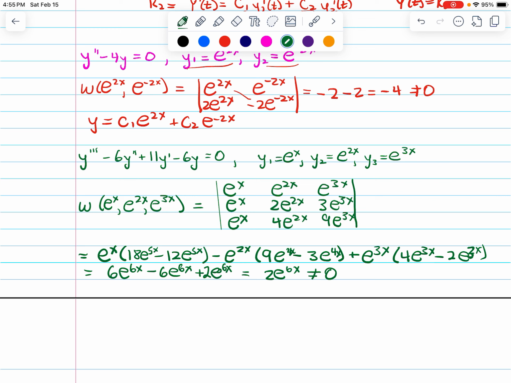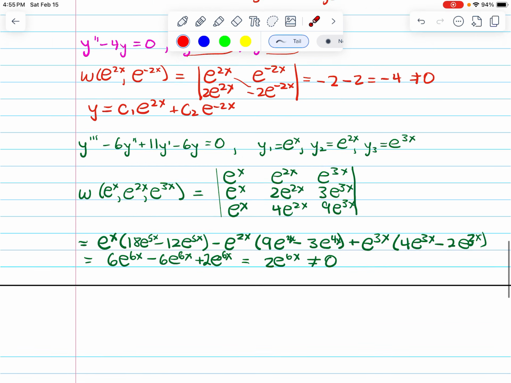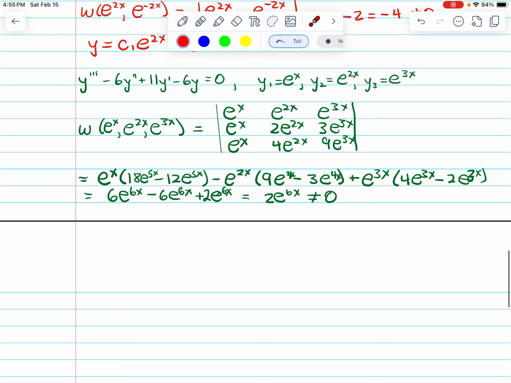Okay. Now, notice I made some mistakes here when I was working through this. I forgot to put the x's on here. I put that as a 2x instead of a 3x. So that's a good cautionary tale. Be careful when you're working through these determinants, because it's easy to make a mistake.